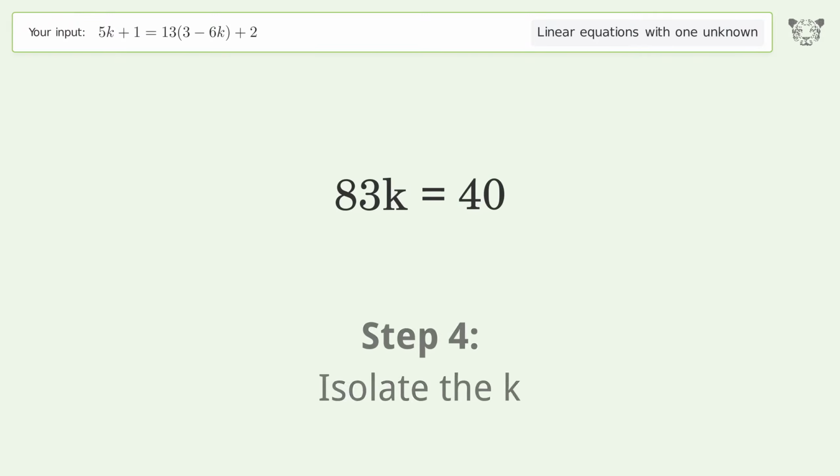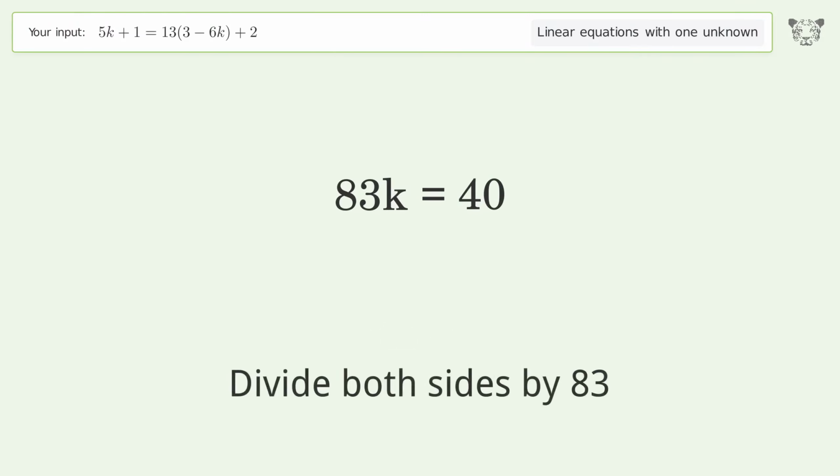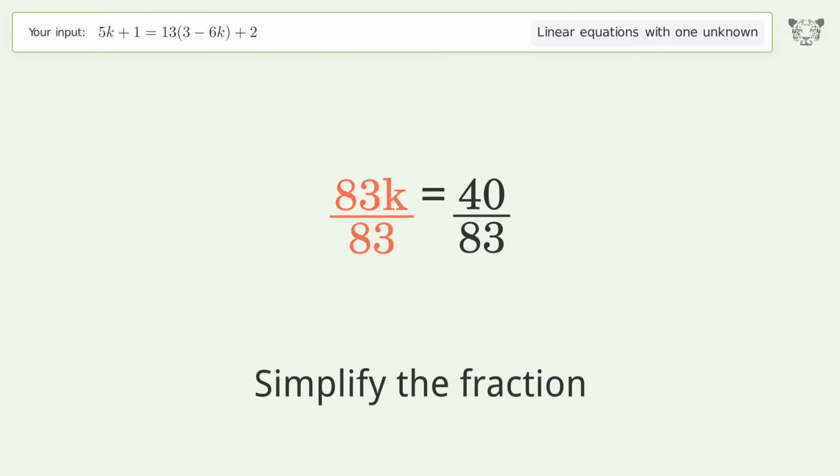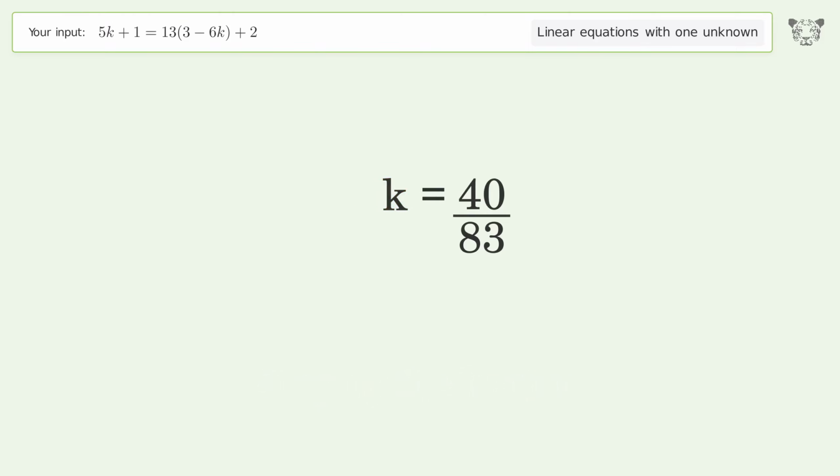Isolate the k. Divide both sides by 83. Simplify the fraction. And so the final result is k equals 40/83.